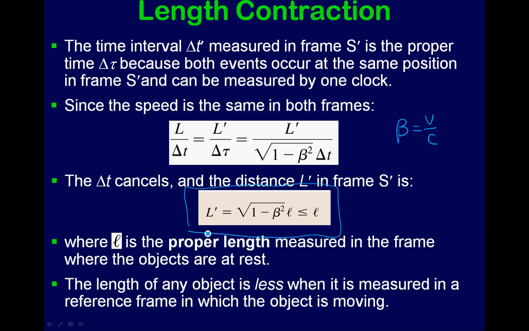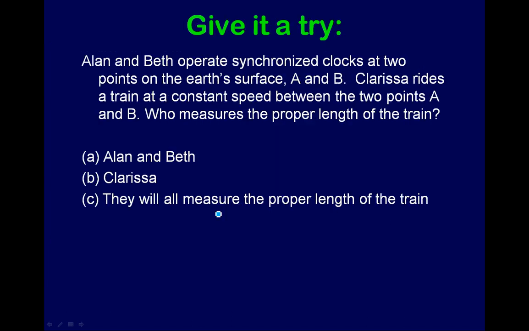Basically L prime is the length measured by something that's moving past an object, and L is what we call the proper length. The proper length is the length measured in the frame where the object is at rest. So lowercase l is the length of the object when it's at rest, and L prime is a length that's measured by something that's moving past this object. So the length of any object is less when it's measured in a reference frame in which the object is moving.